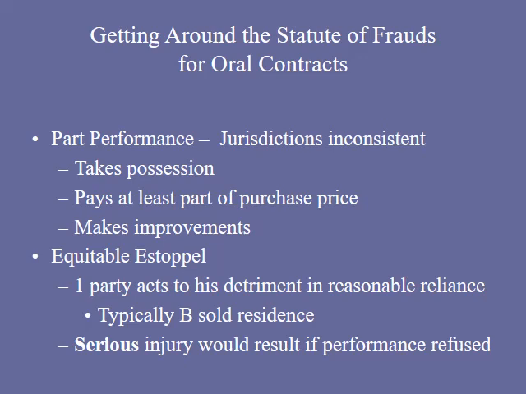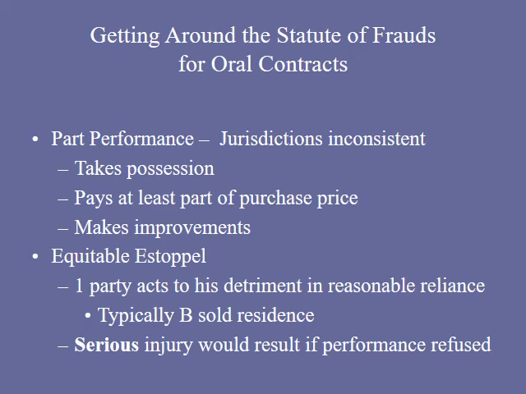So the case that we have in the book talked about part performance, but it really wasn't a part performance case. It really was an equitable estoppel case. Equitable estoppel kicks in when one party acts to his detriment in reasonable reliance on the agreement that there was going to be a sale of this home.